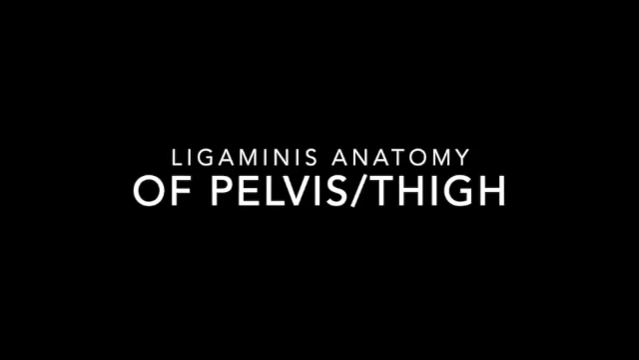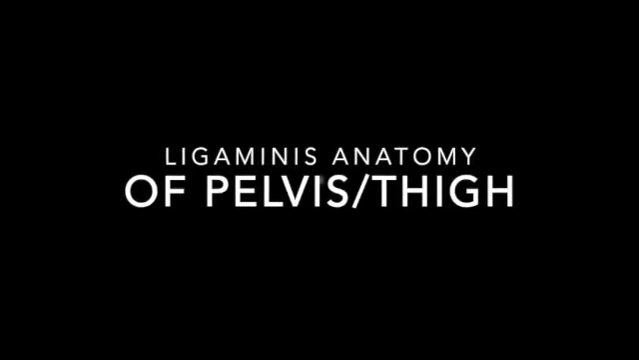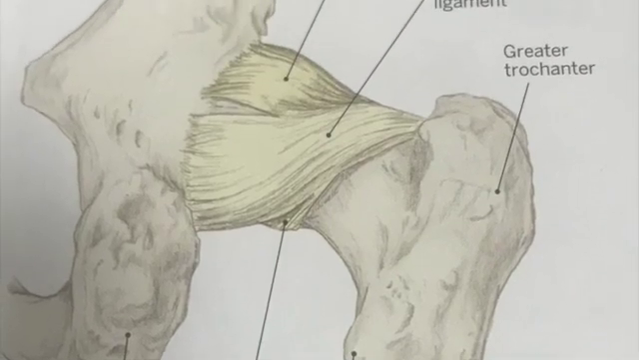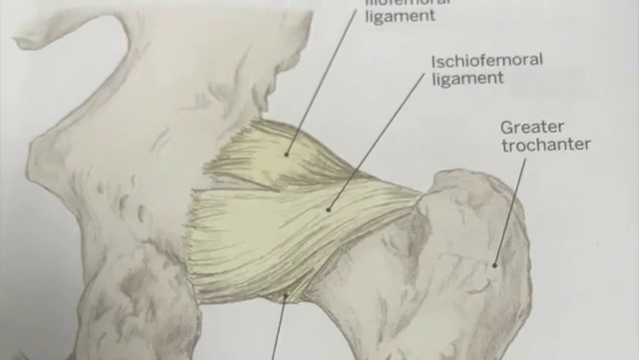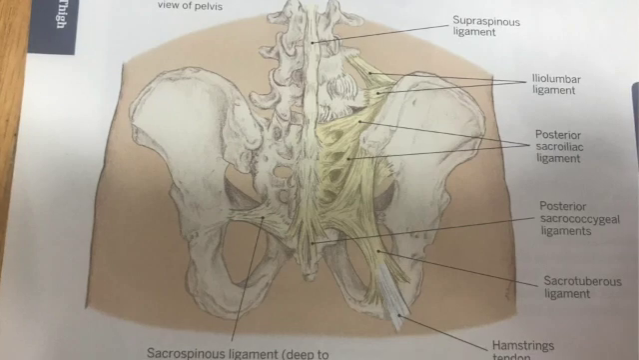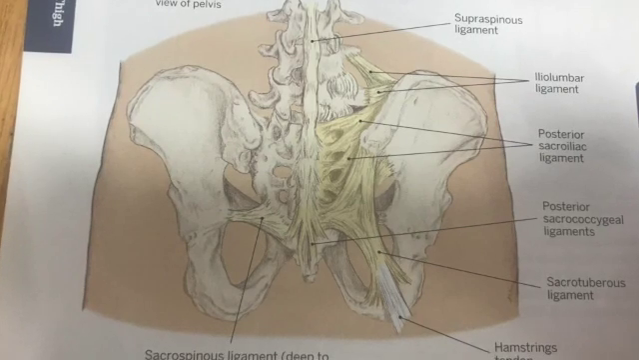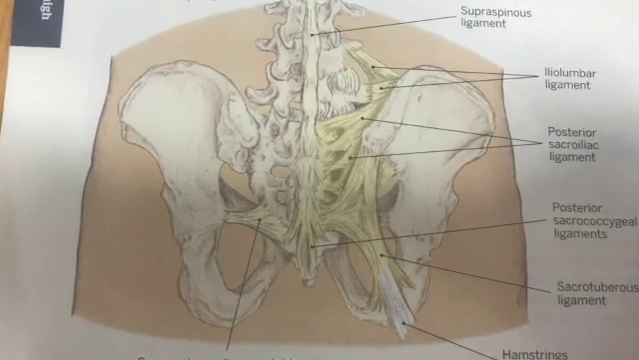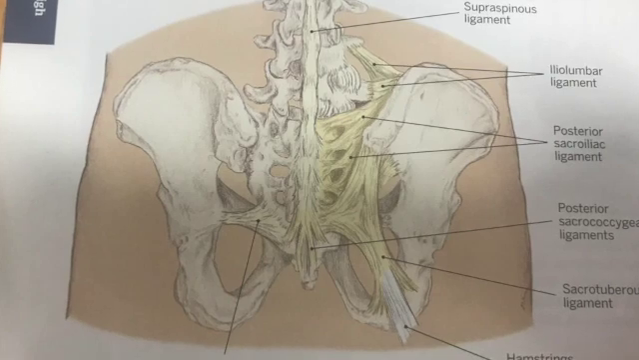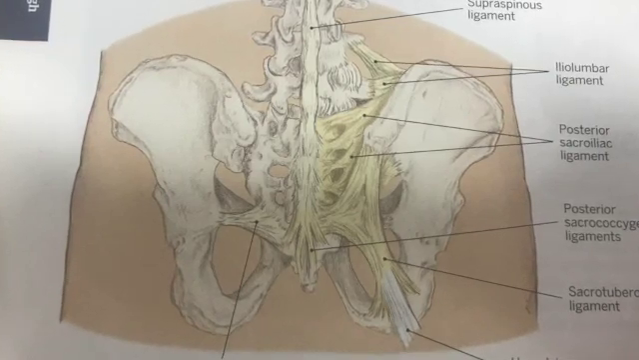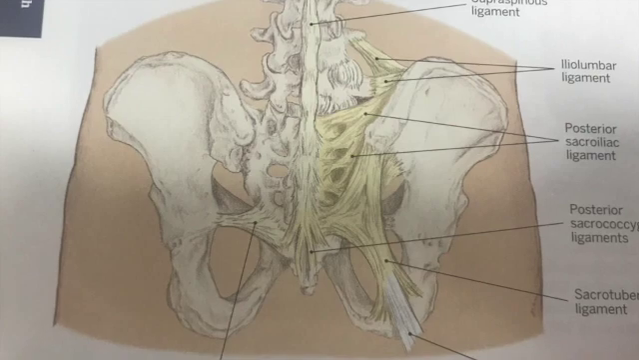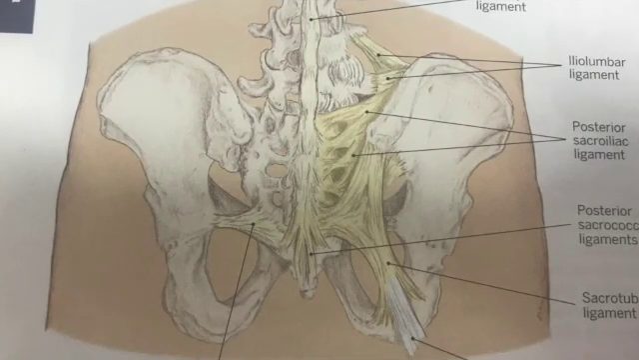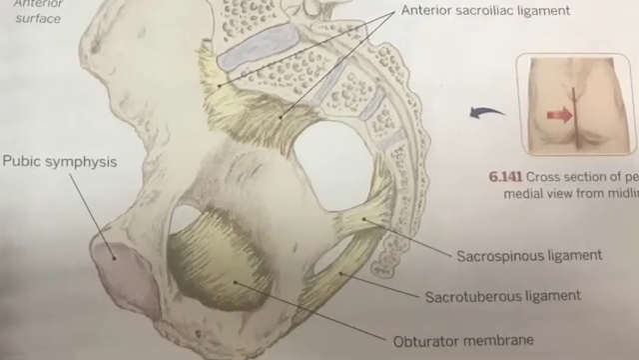Now as I move on to the ligaments of the pelvis and thigh, it becomes a little more complicated. Starting from a posterior view of the pelvis, you will see that you have the iliofemoral and the ischiofemoral ligaments. And now as we stay at a posterior view, but on the lateral view, you come across a few more ligaments. These ligaments are the sacrotuberous, the iliolumbar, the posterior sacroiliac, the supraspinous, posterior sacrococcygeal, sacrospinous, and the arcuate membrane.